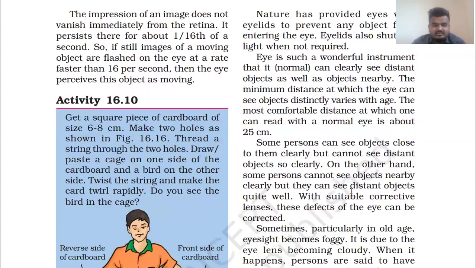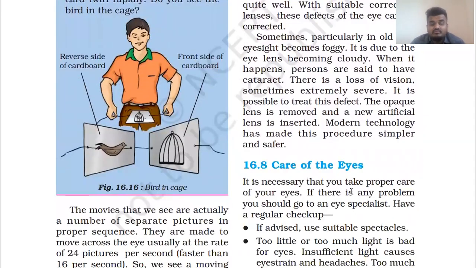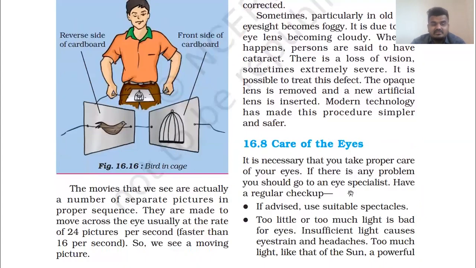The movies that we see are actually a number of separate pictures in proper sequence. They are made to move across the eye, usually at the rate of 24 pictures per second, like any video, faster than 16 per second. So we see a moving picture. That's the basic science for this.